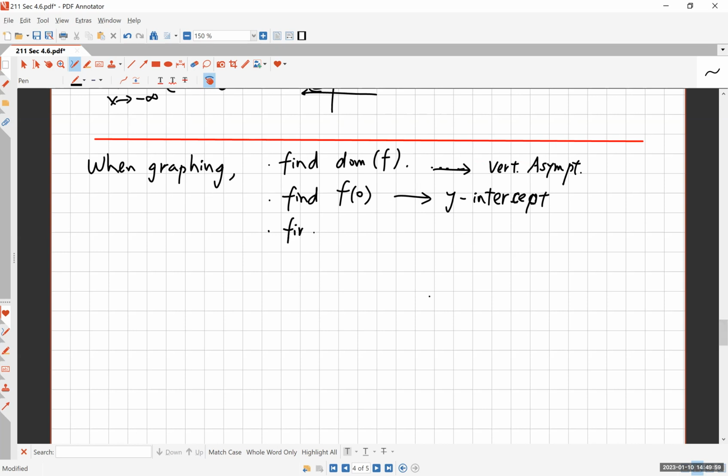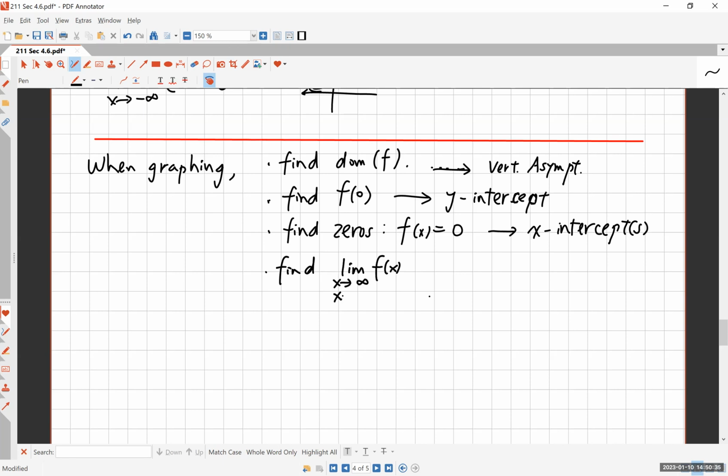Okay. Now, if it's possible, find the zeros of the function, which is to solve f of x equals 0. Because this will give you all the x values where the function is going to be 0, meaning it's going to give you what? Yeah, it's going to give you the x-intercepts. You may have multiple places where the value of the function is 0, and they will help you as you graph functions. All right. You should also find the limits at infinity and negative infinity, because these will give you what? Horizontal asymptotes.